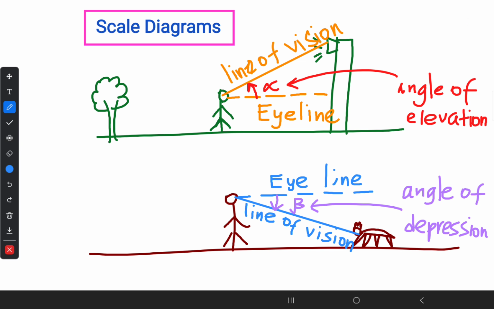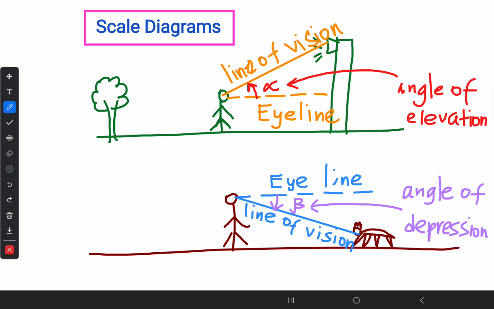Above the eye line, angle of elevation. Below the eye line, that's called as angle of depression. But you must consider the eye line. That is the constant thing. From that only we can measure whether it's angle of elevation or depression.